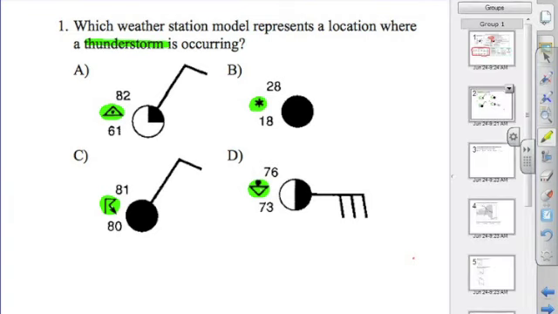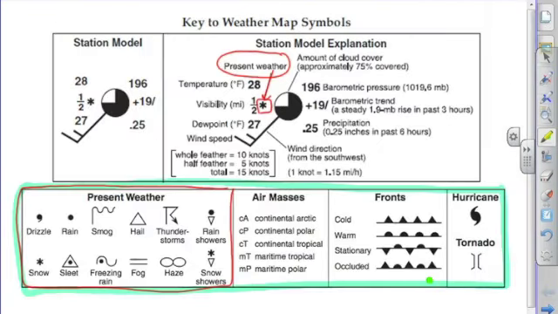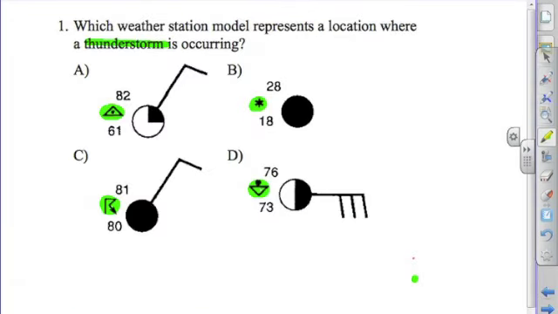We bounce back to our station model, look at the Part 2 information. It looks very clearly here that thunderstorms are represented by this kind of crooked arrow, kind of in the shape of an R. So when I bounce back to my question, the one that's got the crooked arrow is choice C.